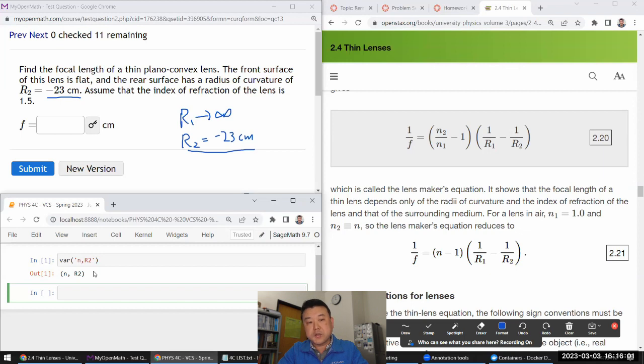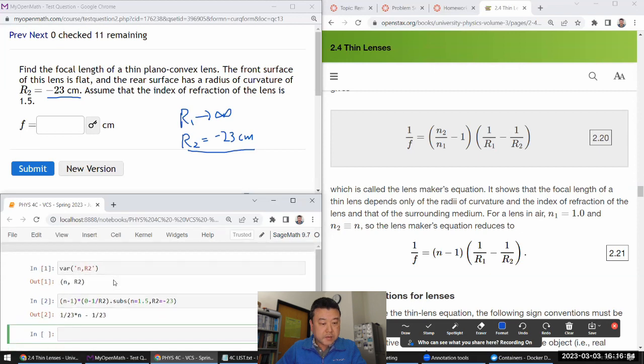So the expression I'm plugging numbers into is n minus 1, just going to use the simplified version, times this first term, because R1 goes to infinity, that'll be 0, minus 1 over R2. I'm doing it this way to make use of Sage Math syntax known as a substitution. I like it for plugging in numbers. So I have this algebraic expression, and I can plug in numbers this way. n is equal to 1.5, R2 is equal to minus 23 centimeters. And I think then I will get an answer that's in inverse centimeters, take the reciprocal to get focal length in centimeters. So do that, gets me a result there.